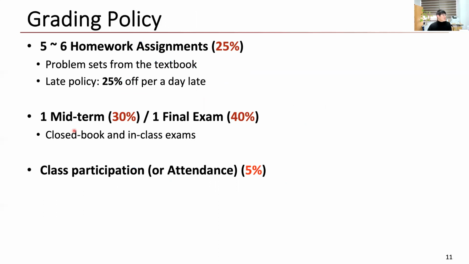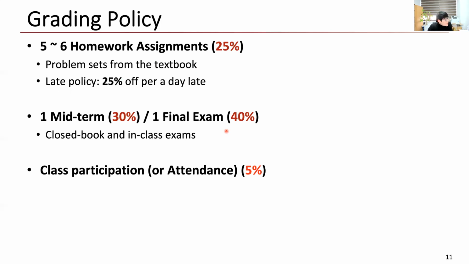Anyway, one of the most important things today is the grading policy of this course. So you will get 55% with the homework. We will have 5 or 6 homework assignments from the problem set of our textbook. The late policy is like that. You will get 25% off per day late. So try to submit homework on time.